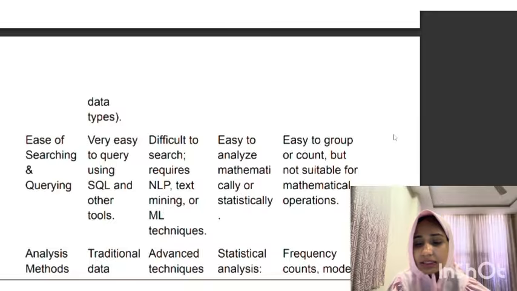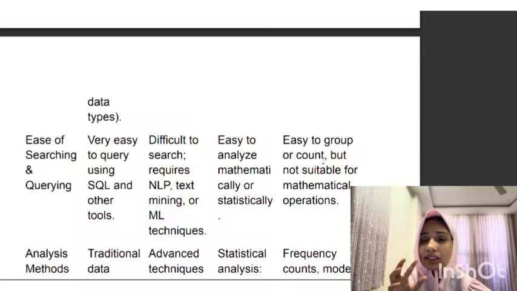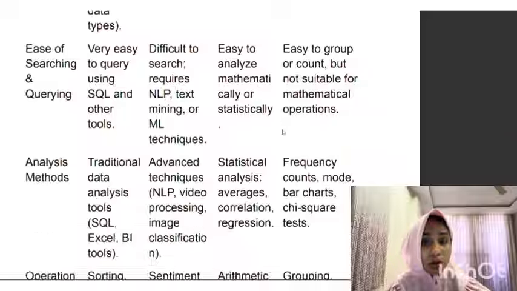Easy to analyze mathematically or statistically. We can perform statistical or mathematical operations. Easy to group or count, because it is in categories grouped, so we can count and we can group it, but not suitable for mathematical operation because it is non-numeric.